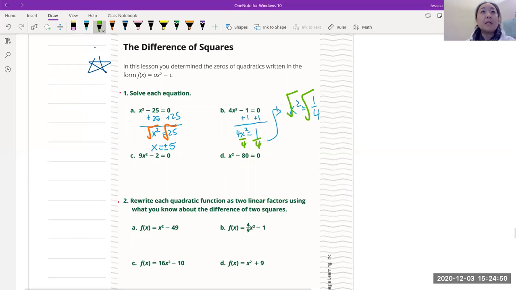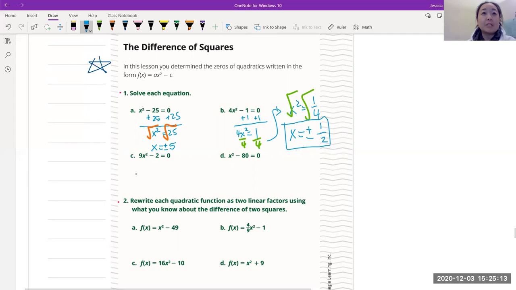Again, square root both sides, and you're going to get x is equal to, oh, excuse me, sorry. Now, remember it's plus or minus, and what is the square root of 1? 1. Well, what's the square root of 4? 2. Because literally 1/2 times 1/2 is what? 1/4. So that's the answer right there.